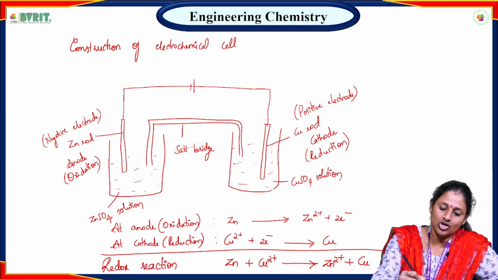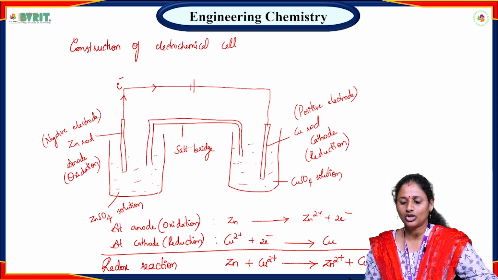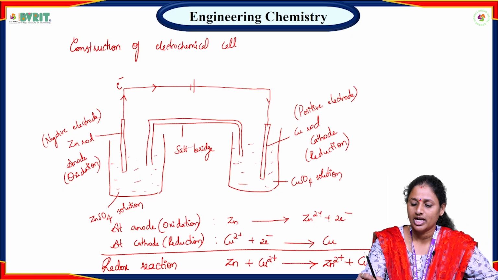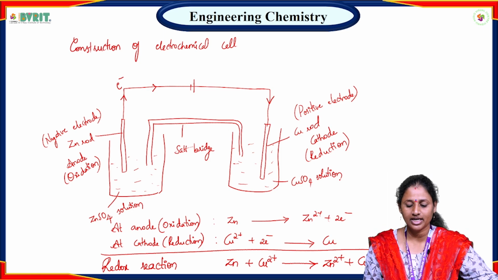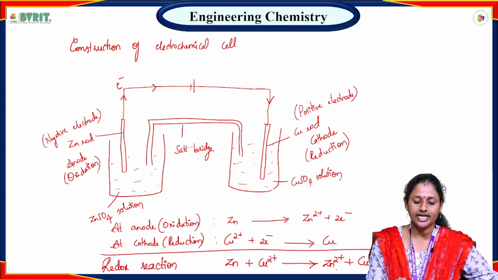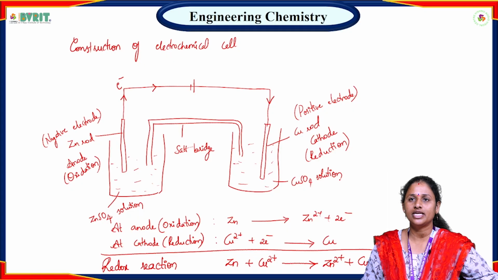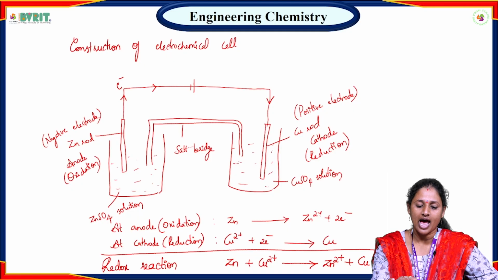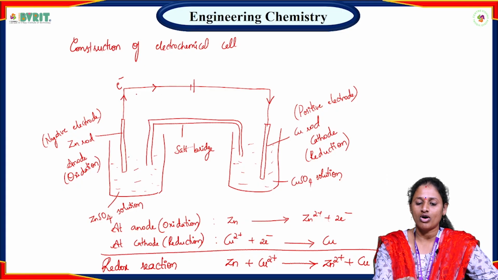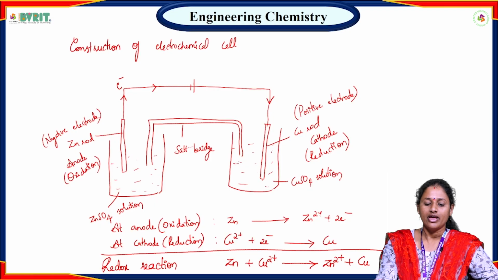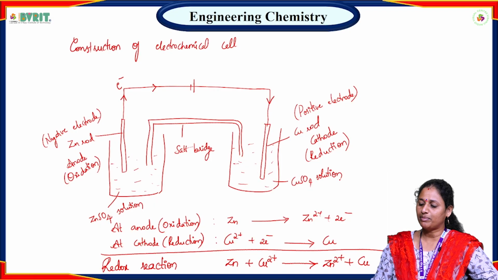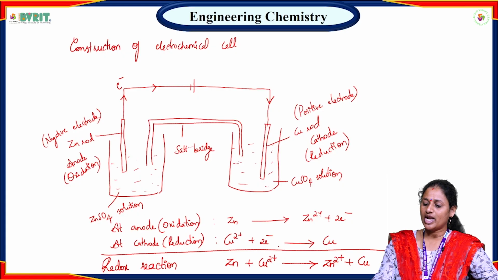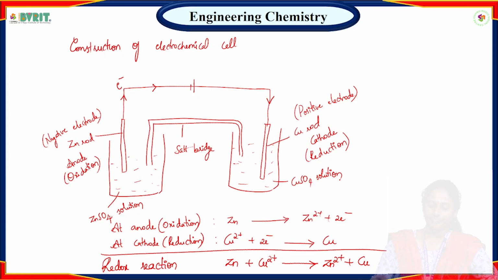So whatever electrons we have at anode, they start transferring from the zinc rod to the copper rod like this. From the zinc it forms Zn2+, which mixes with the zinc sulfate solution. And the two electrons liberated at anode flow from the zinc anode to the cathode, that is the copper rod, where deposition of copper takes place by Cu2+ plus 2 electrons gives rise to Cu.